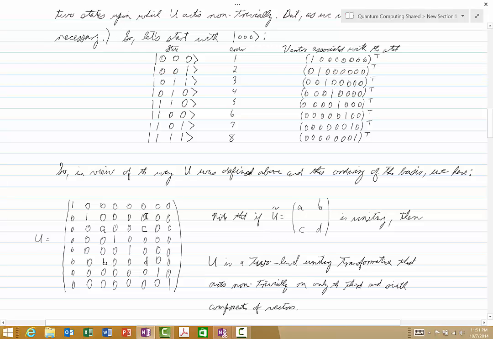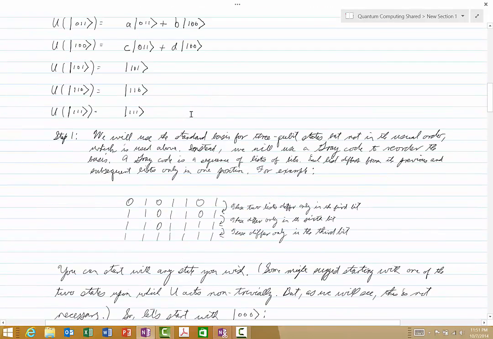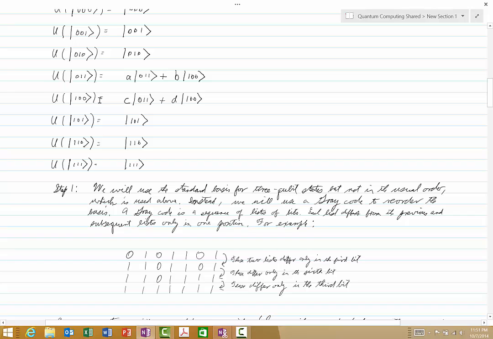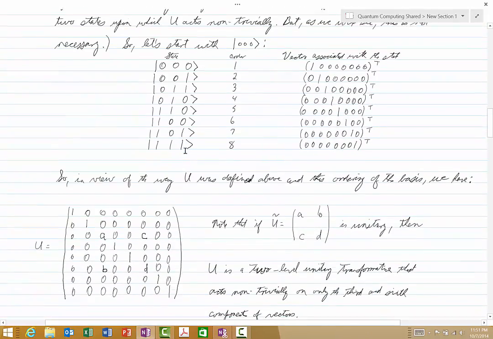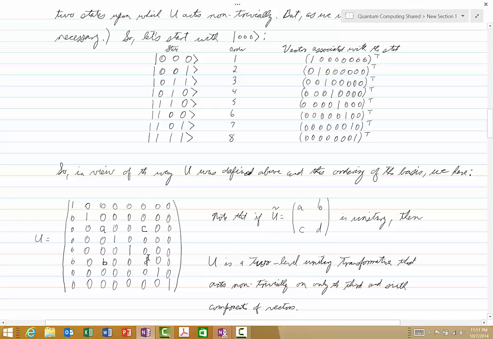Now to the sixth column. The sixth vector is 1, 0, 0. And if we look above, 1, 0, 0 is getting mapped to C times 0, 1, 1 plus D times 1, 0, 0. And as we found out before, 0, 1, 1 is the third vector. 1, 0, 0 is the sixth vector. So this is C times the third vector plus D times the sixth vector. So in the sixth column, we will have a C in the third row and a D in the sixth row.